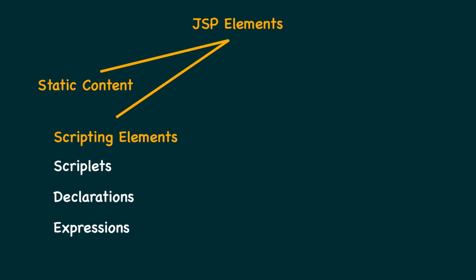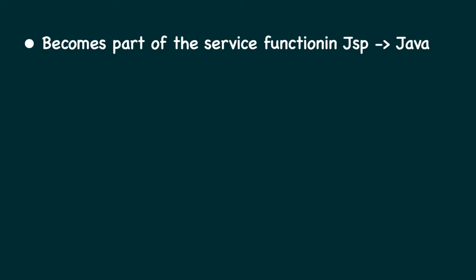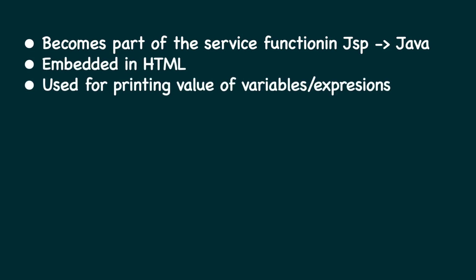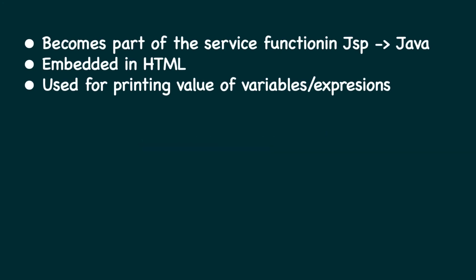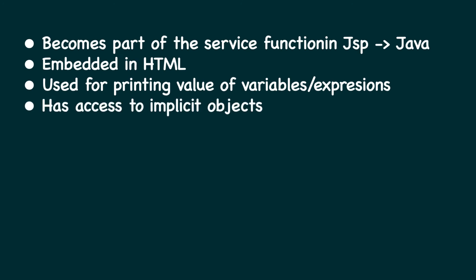The third scripting element is called expressions. An expression is also a substitute for some code that goes into the service function. Expressions are generally used for printing the value of a variable or a return value of a function. Or if you have some expression and you want to print that on the HTML, you can use expressions. Now, expressions have a simple syntax: less than percent equals, and then you give the expression, then close the bracket using percent greater than. Expressions have access to all the implicit objects because they are part of the service function.